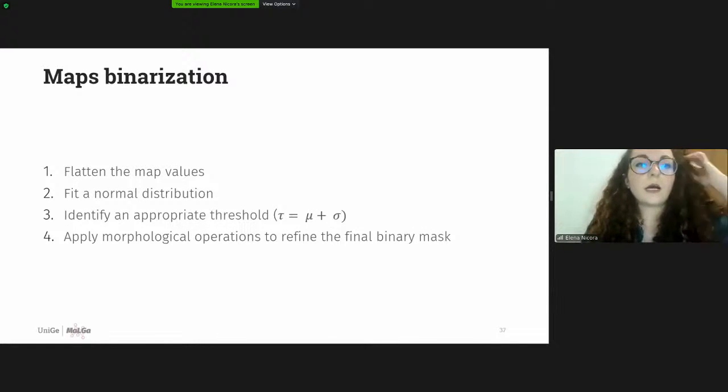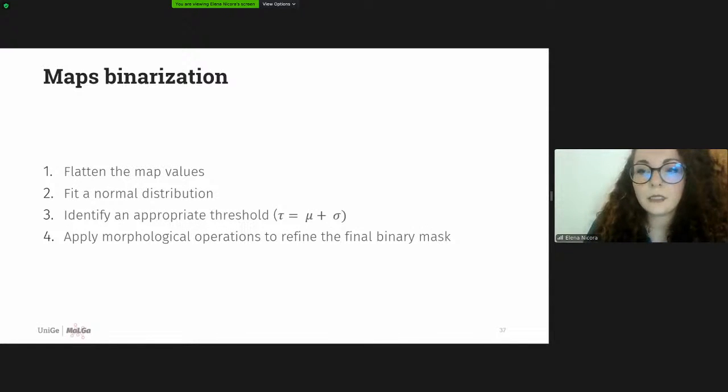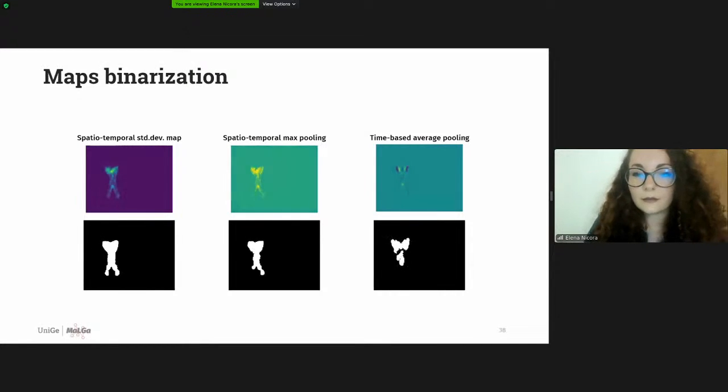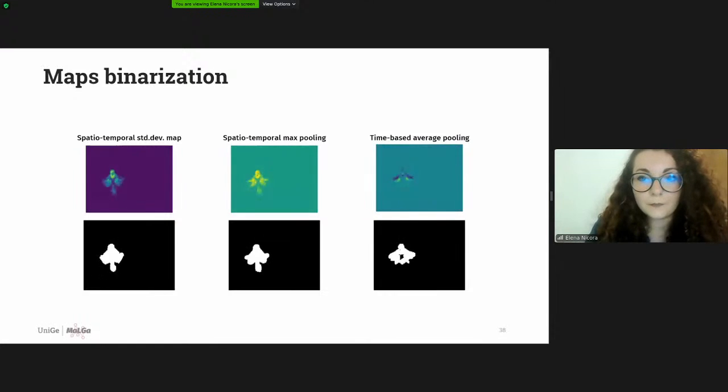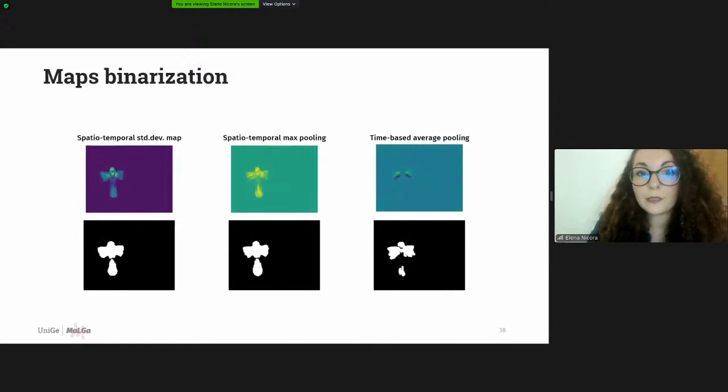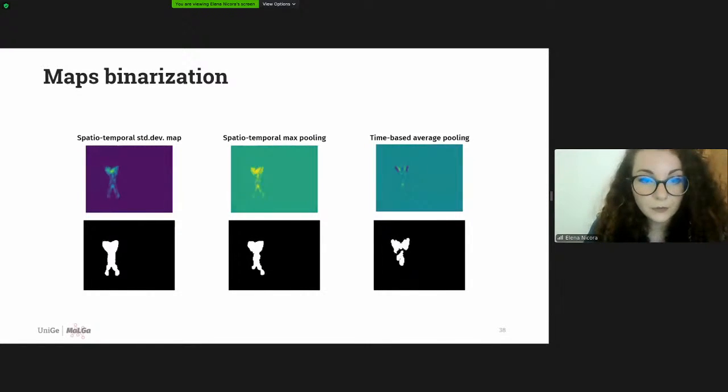So how can we achieve these binary maps? Simply by taking our maps, flattening the values, fitting a normal distribution, and finding a threshold to binarize the data that we have. These are some examples, taking the three maps that I showed you before.